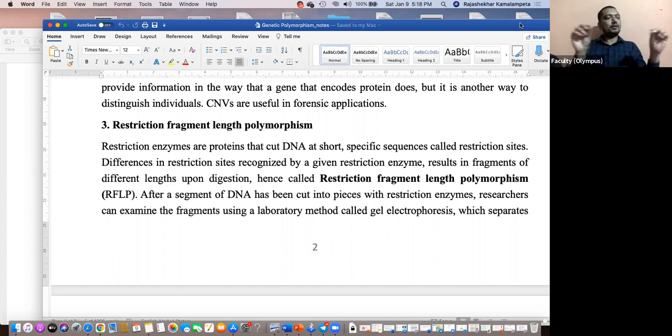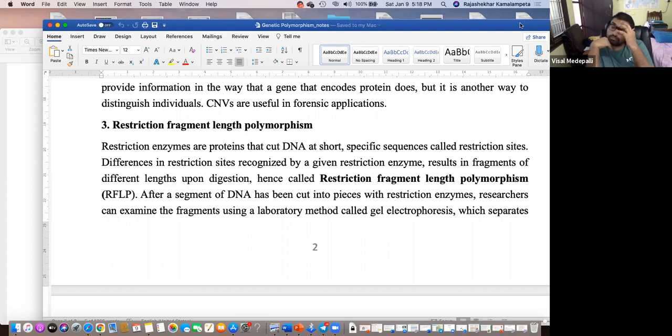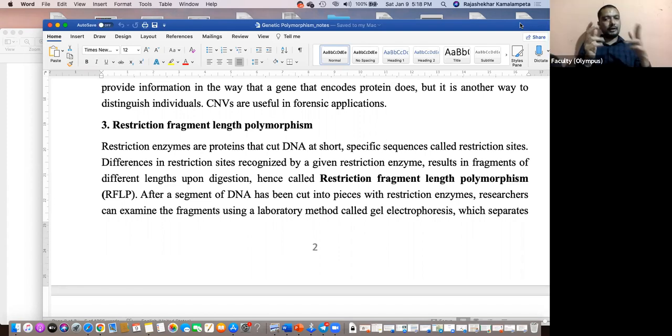So basically you have a stretched wire, a stretched whatever. So cut it twice. So it results in 3 pieces. But let's say that you found another rope where there are 3 dots. How many pieces does that make if you cut it with the same restriction enzyme? 3 dots.